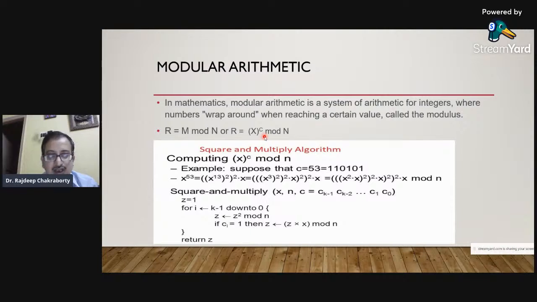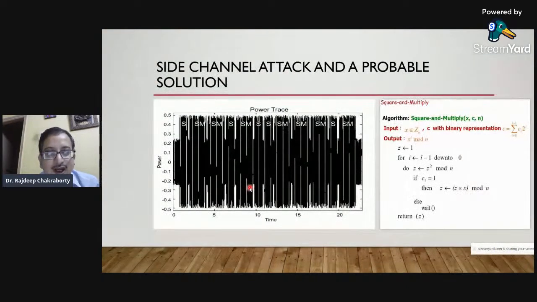Okay, so C is only known to me. So I am applying this algorithm for the deciphering or decryption. Now, suppose an opponent placed a heat sensor beside my laptop or beside my processor.